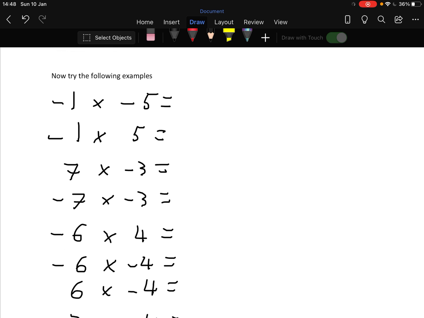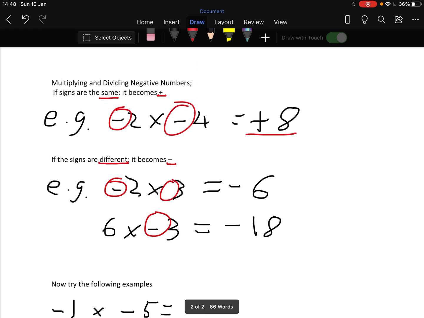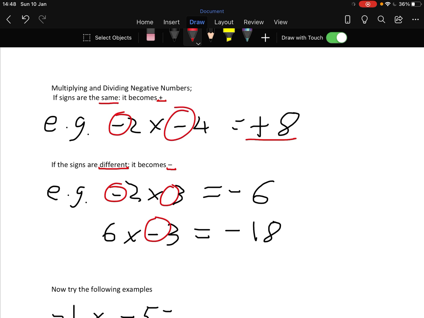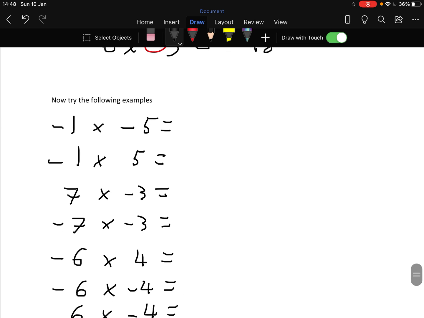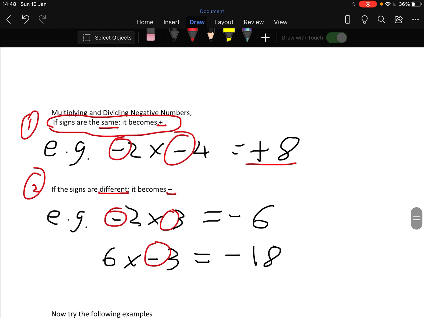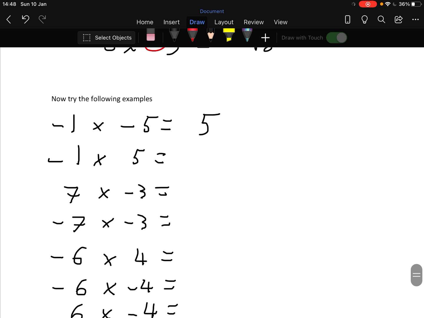All right, so let's look at the first one. Minus 1 multiplied by minus 5. So let's go back to our notes here. Which one of these does it involve? Is it 1 or 2? Well, it's 1. The signs are the same. So what does that mean? First things first, 1 multiplied by 5 is 5. Now the signs are the same, so in our notes it says they become a plus, a positive. So that becomes plus 5.